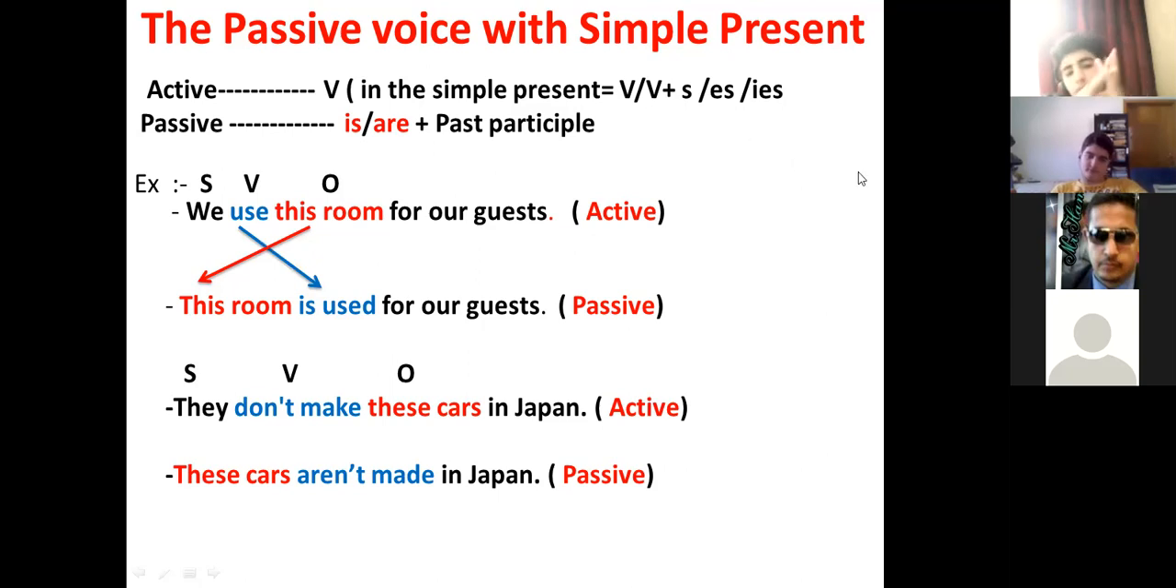Malik, read the first sentence. "They don't make these cars in Japan." Yes, they don't make these cars in Japan.